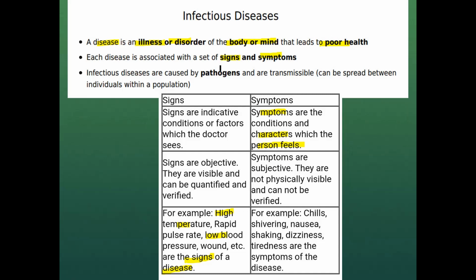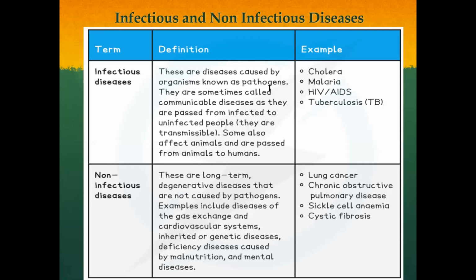Then infectious diseases are caused by pathogens. Pathogens are the disease-causing organisms, and these infectious diseases are transmissible. They can be transferred from one person to another, and they can spread between individuals within a population. Here we talk about the differences between infectious and non-infectious diseases. Infectious diseases are diseases caused by organisms which we call pathogens, and they are also known as communicable diseases, as they are passed from one infected person to another person who is not infected.